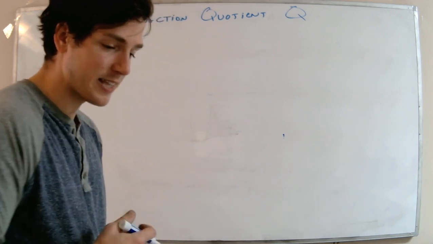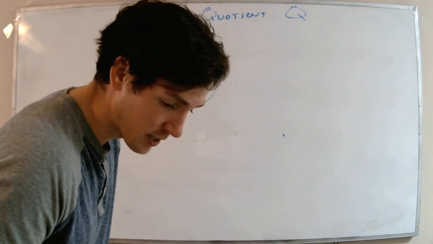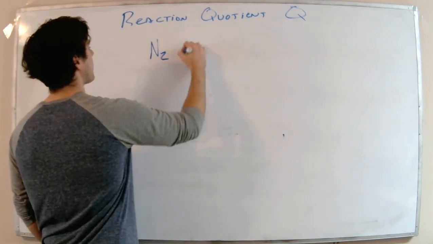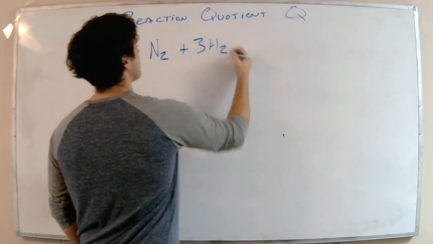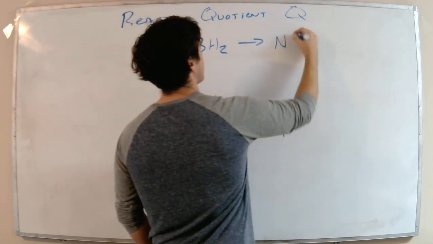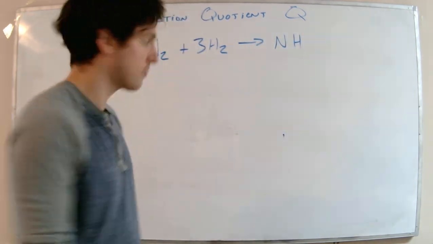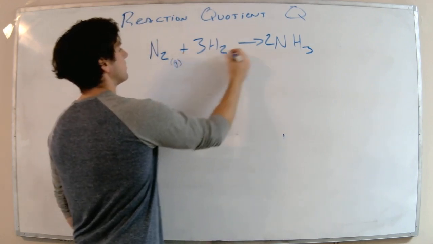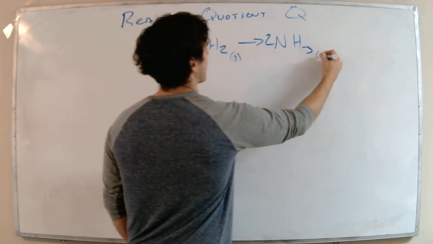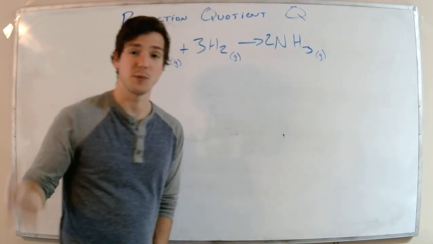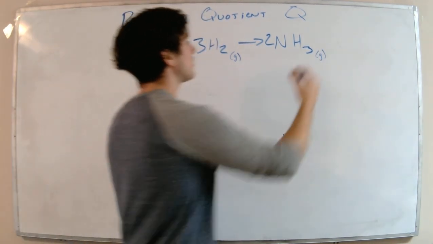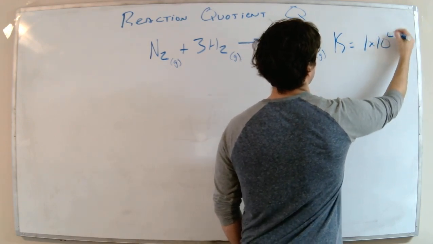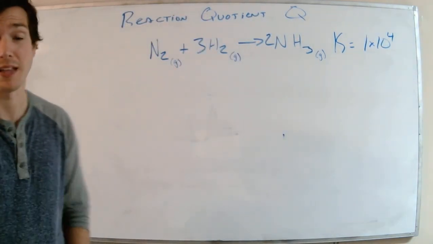So let's say that I just have a reaction. I'm going to come up with one here. Say I have N2 plus 3H2 and it makes NH3, and they're all gases. And I'm going to tell you what the equilibrium constant is. The equilibrium constant, let's just say it's 1 times 10 to the 4th. I don't think that's actually it. I just made that up.